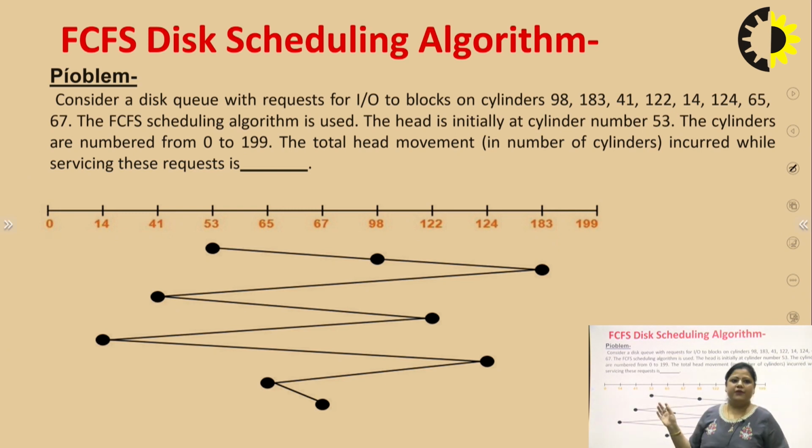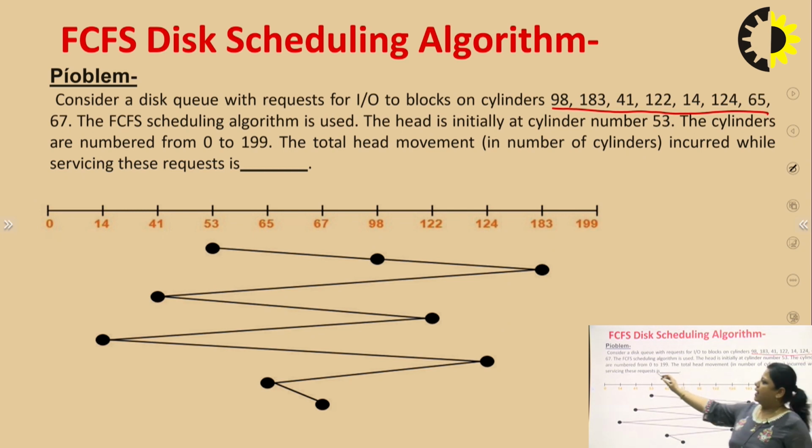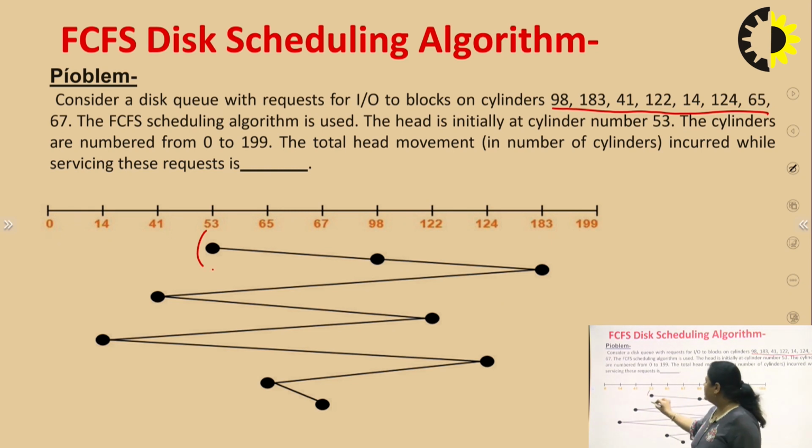Now there is an example of an FCFS problem. Consider a disk queue with requests for input output to blocks on cylinders 98, 183, 41, 121, 14, 124, 65 and 67. The first come first serve scheduling algorithm is used here, and the head is initially at cylinder 53.